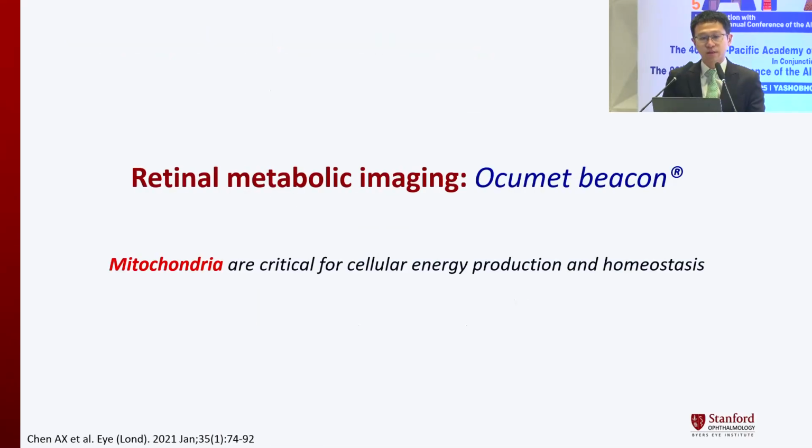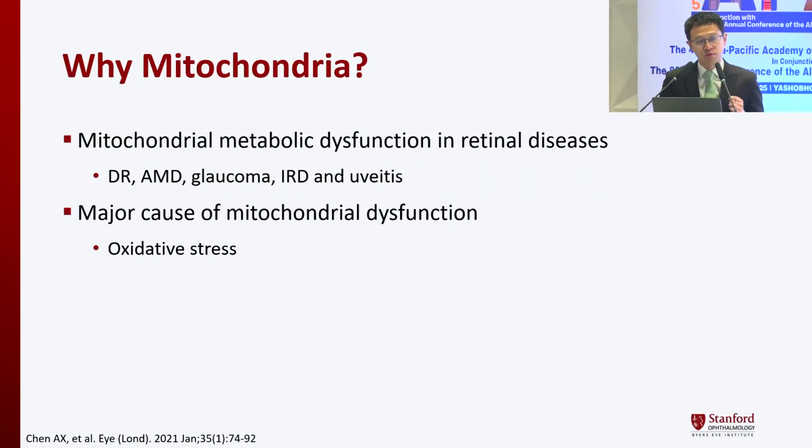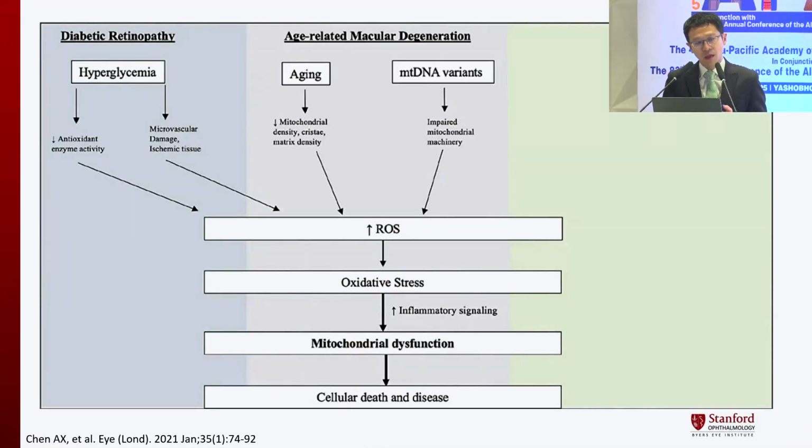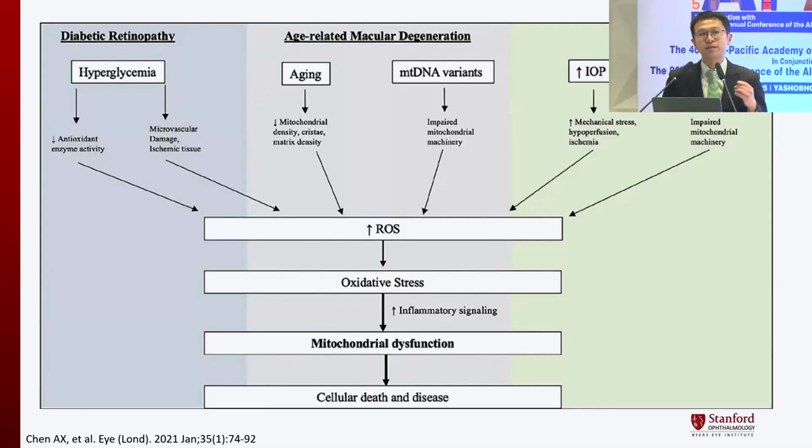Now let's take a look at the second modality, retinal metabolic imaging. This system is used to visualize mitochondrial function. Why do we need to monitor mitochondria? There is evidence showing that mitochondrial dysfunction is prevalent in various retinal diseases, and a major cause of mitochondrial dysfunction is oxidative stress. Mitochondria exist in the ellipsoid zone and RPE. Diabetic retinopathy, AMD, and glaucoma all lead to an increase of ROS and oxidative stress, and through upregulation of inflammatory signaling, there will be mitochondrial dysfunction.